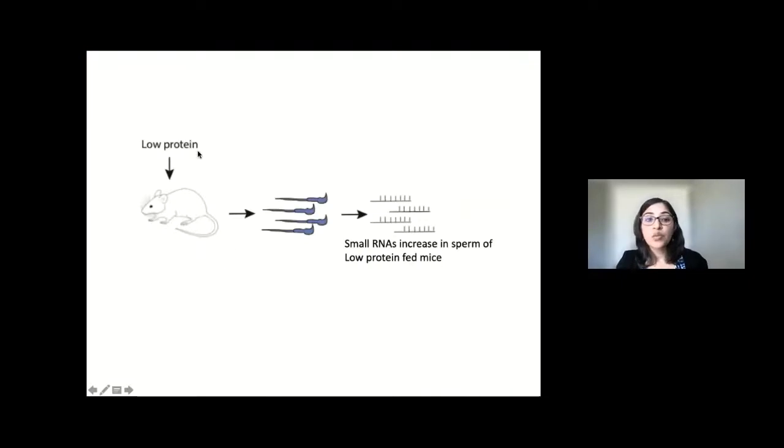To do that, we exposed animals to low protein diet, collected their sperm, and then looked for what happens to all the epigenetic molecules. We didn't see any changes in the beads on the DNA or in DNA methylation, the methyl groups that are added. But what we saw was an increase in the small RNAs in sperm, in the low protein sperm, not in the normal sperm. This was exciting because that suggested that it's the small RNAs which are potentially carrying this information to the next generation.